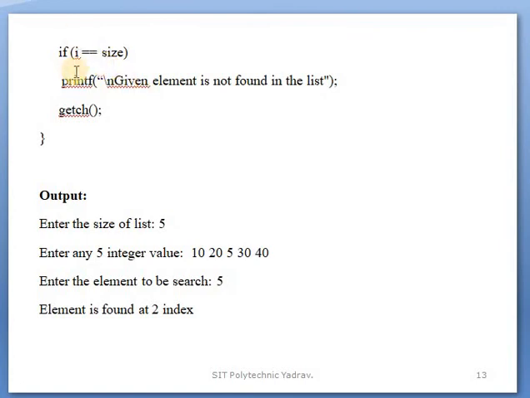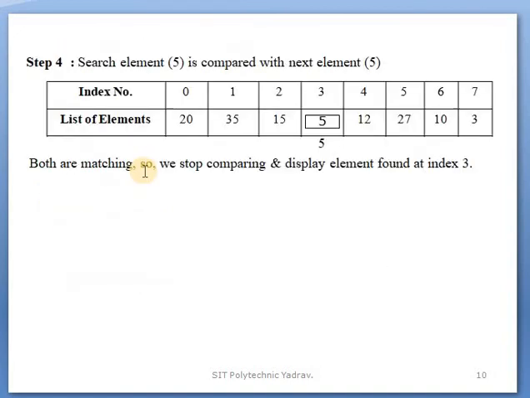That means the ith position is 5 and the size is also 5. 5 is equal to 5 means your index position is... 10 is the 0 position, 20 is the 1 position, 5 is the 2 position, 30 is the third position, 40 is the 4th position. In the fifth index there is no element, so there it displays the result: given element is not found in the list.